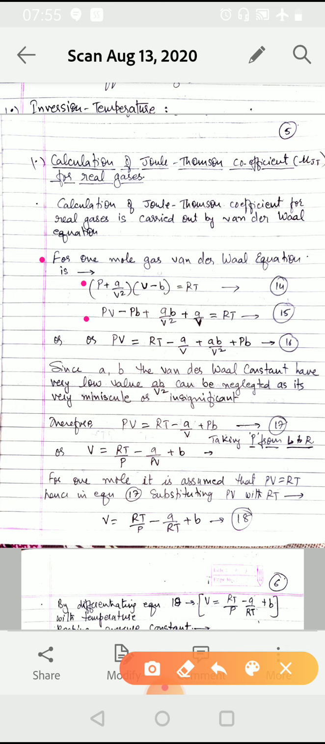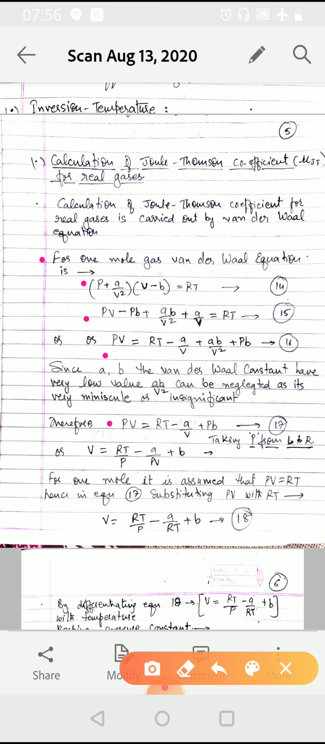Opening the brackets and expanding, the equation becomes PV − Pb + a/V − ab/V² ... = RT. Now taking the Pb, ab/V² and a/V terms to the right hand side and leaving PV on the left hand side, the equation becomes PV = RT − a/V + ab/V² + Pb. Since the van der Waals constants a and b are very low, ab/V² can be neglected, and the equation becomes PV = RT − a/V + Pb.